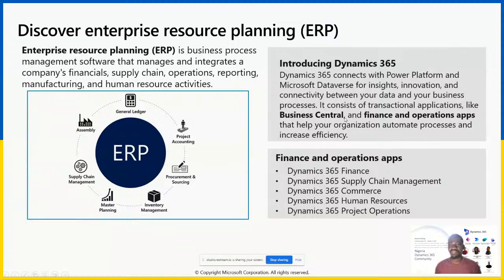So Dynamics 365 contains applications like Business Central and Finance and Operation app. Business Central is on its own, which used to be called Navision. Then we have Finance and Operation, formerly known as Dynamics AX. When we talk about Finance and Operation app, it's just a single application, but it can be broken down into finance, supply chain, and the rest of them, like I said earlier.